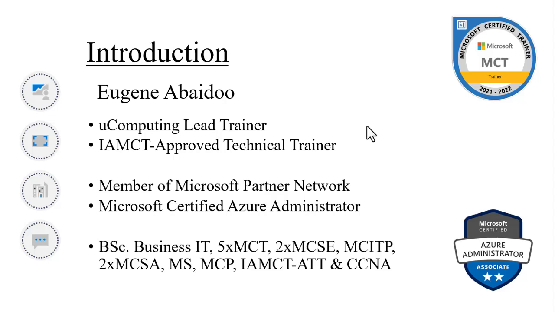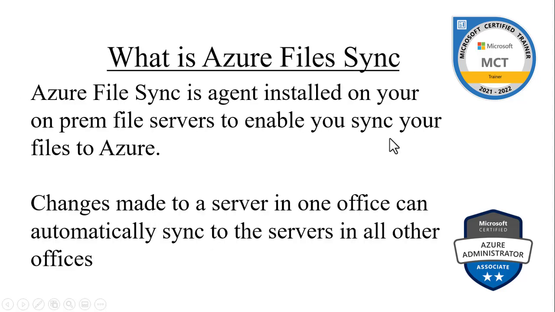My name is Eugene, and in this video we're going to have a look at how we can migrate an on-premise file server to Microsoft Azure using Azure File Sync. Now, what is Azure File Sync? Azure File Sync is an agent that is installed on the server side of an on-premise file server that enables you to synchronize your file server's content to Microsoft Azure.